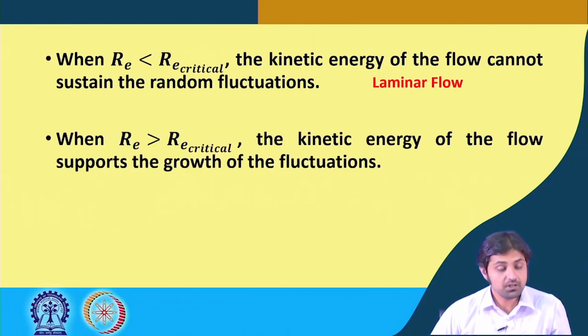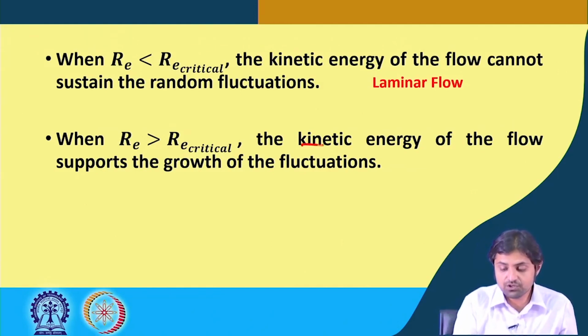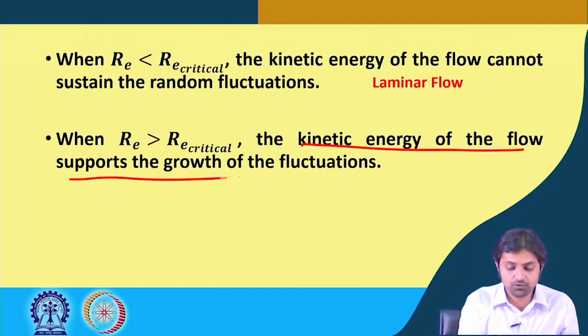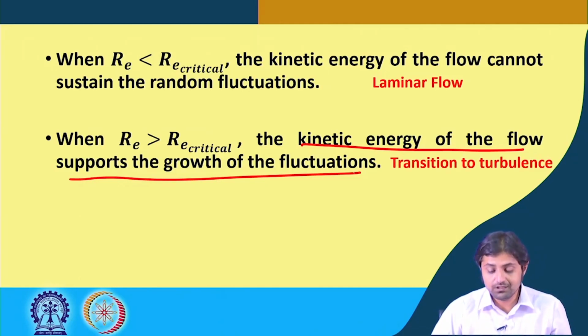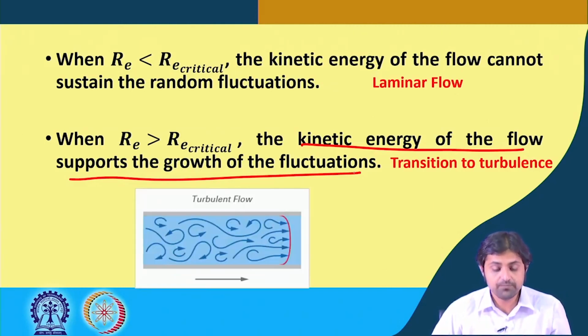When the Reynolds number is more than the critical Reynolds number, for example in pipe flow it was 4000, the kinetic energy of the flow supports the growth of the fluctuation. This is a different way of seeing what a laminar and a turbulent flow is. That's called transition to turbulence, so it no longer remains laminar. So this is how the velocity vectors or the eddies in the flow look like. These are turbulent flow.